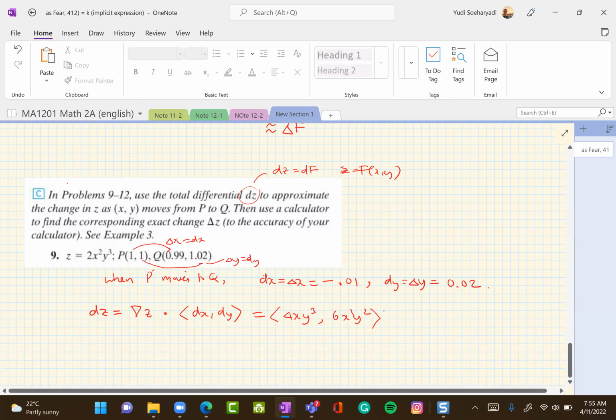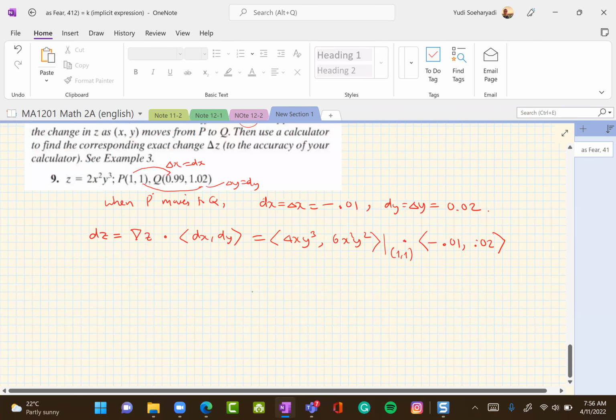Well, this is computed at (1, 1), times this (0.01, 0.02). Okay. So you plugged in 1, 1, so this is 4. This is 6. So 0.01, 0.02. Oh, sorry, I should say this one.